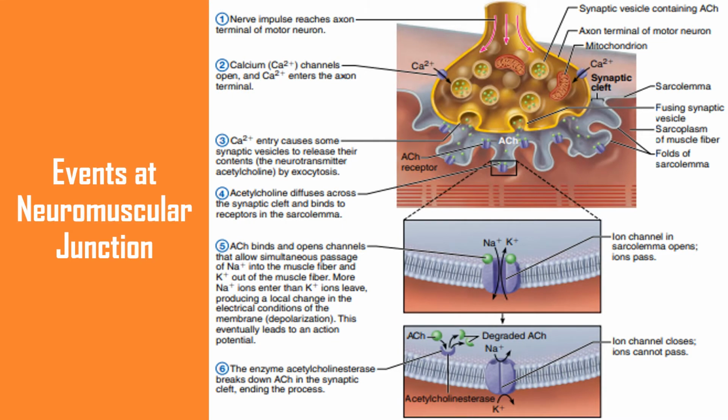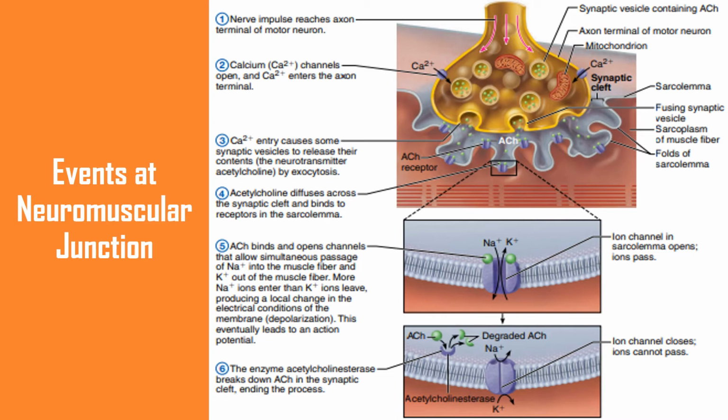Events at a neuromuscular junction. The events are divided into six steps. Number one, a nerve impulse reaches the axon terminal of the motor neuron. Number two, calcium channels open and calcium enters the axon terminal.